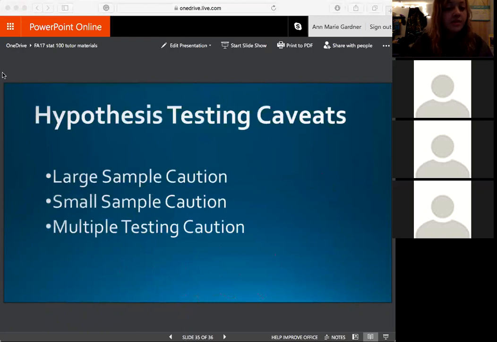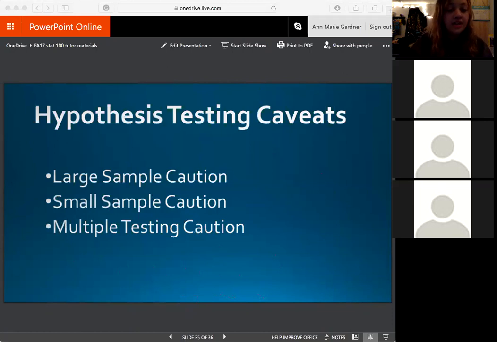And then a small sample caution is the opposite of the first one. It's showing that it's not significant statistically, but it actually may be significant practically. So even though we didn't find statistical significance, it may be significant in real life.